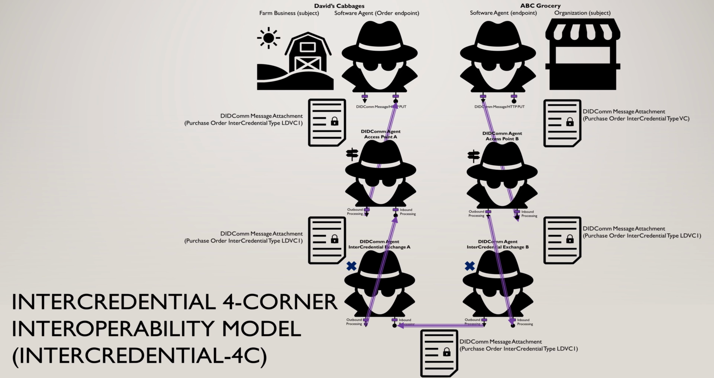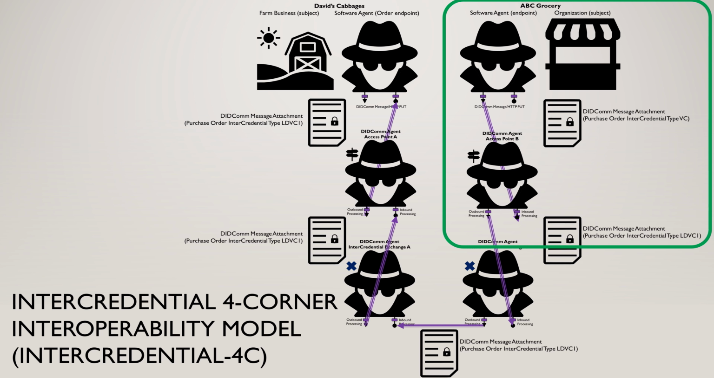So coming down the right-hand side, we have ABC Grocery creating, let's say, a purchase order using the verifiable credential type VC. ABC Grocery is going to send that to access point B using its native verifiable credential type VC. That access point is going to transform that type VC credential into an LDVC1 credential because that's the agreed upon exchange format.